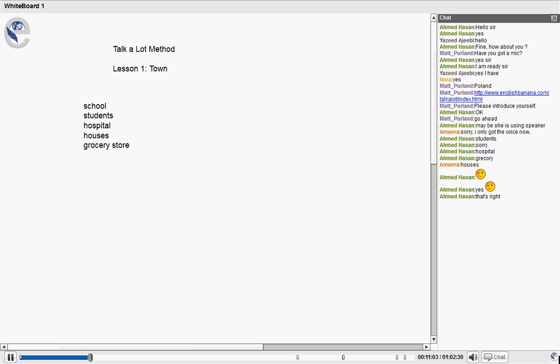So grocery store. We might have said supermarket as well, or shop. What else have we got in a town? Street. Let's try and get 10 words, 10 different words. Mall. So, shopping mall. It's a big kind of store with lots of smaller stores in it. Yes, Amira's got an idea. Gardens.